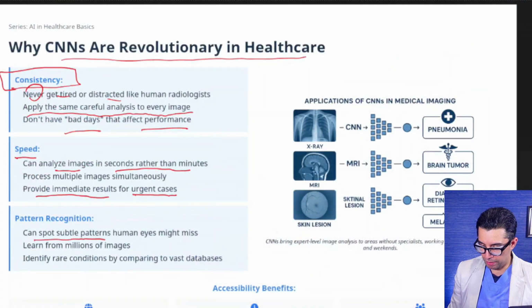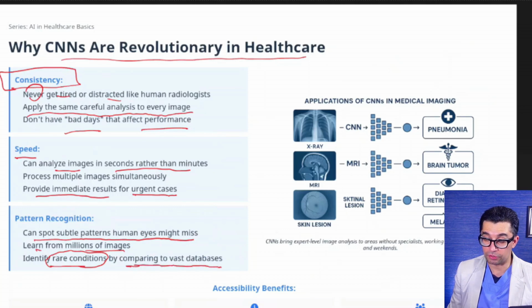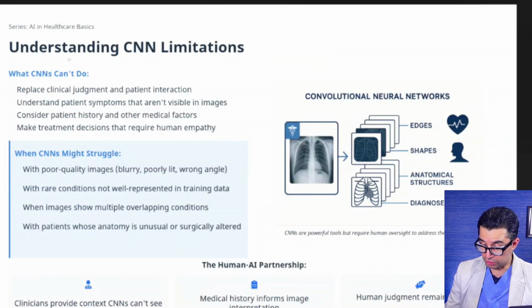They can spot subtle patterns human eyes may miss because they're learning from millions of images. And if they're trained properly, rare conditions can also be picked up, especially if the model has been trained on vast databases. But just the limitations, understanding CNN limitations, what they can do: well, they cannot replace clinical judgment currently, and of course, they cannot replace patient interaction.